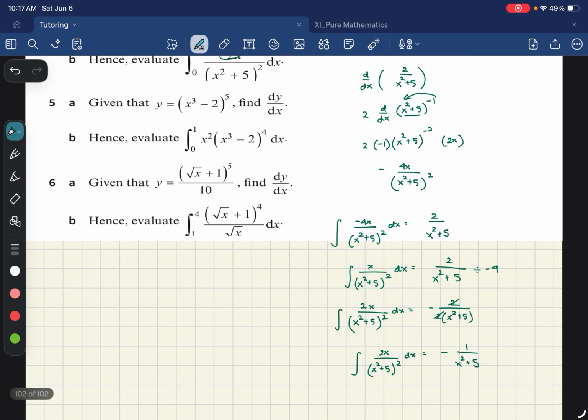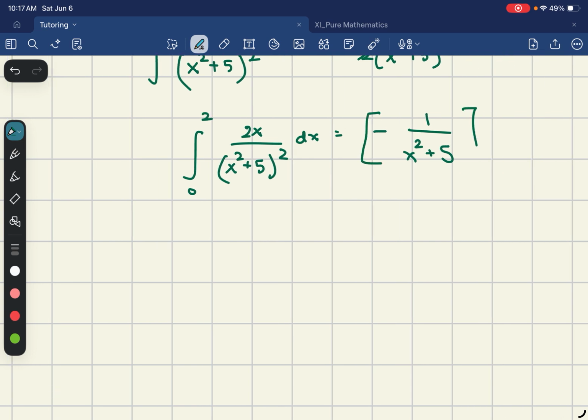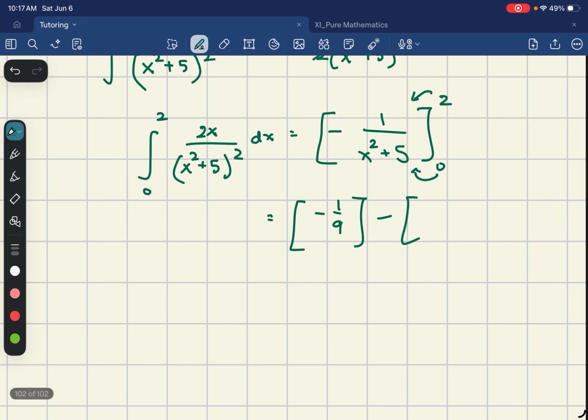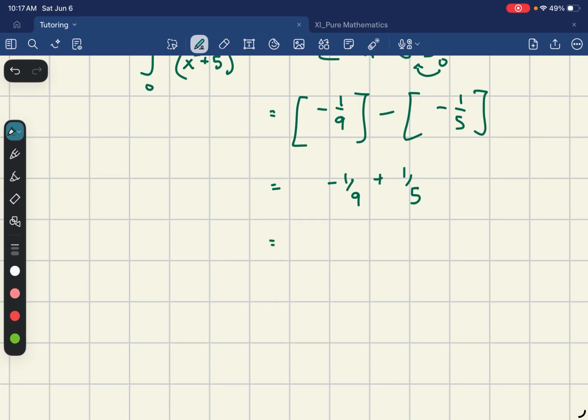And we need to find the integration from 0 to 2. So it's just going to be this solution evaluated from 0 to 2. So now substitute 2 here. You get -1 over 9 minus substitute 0 in here, and you get -1 over 5. So your final solution is -1 over 9 plus 1 over 5. And when you simplify, you get your final solution to be 4 over 45.